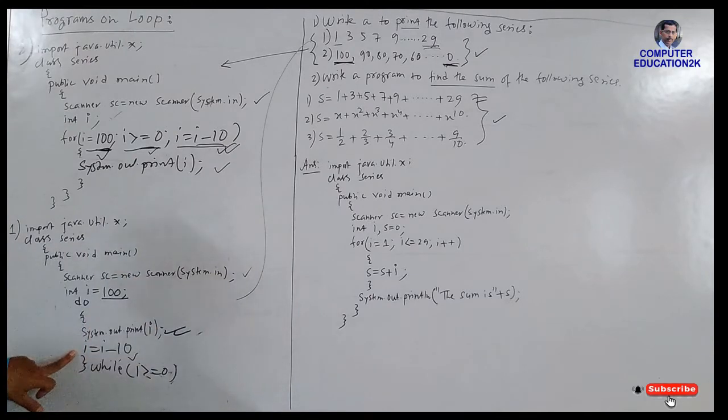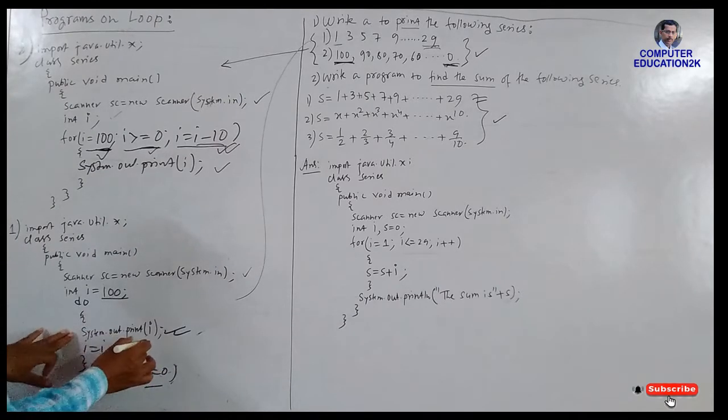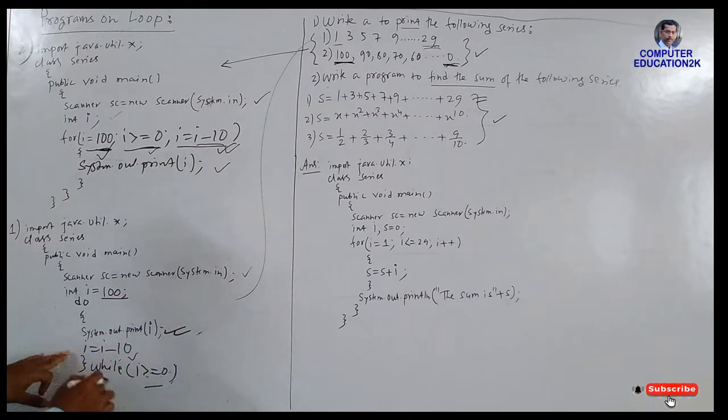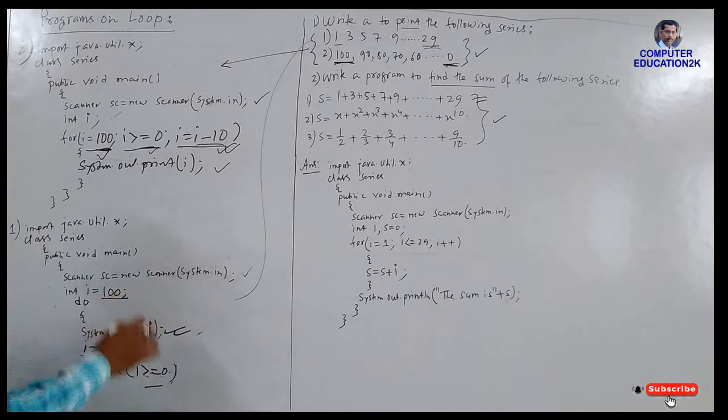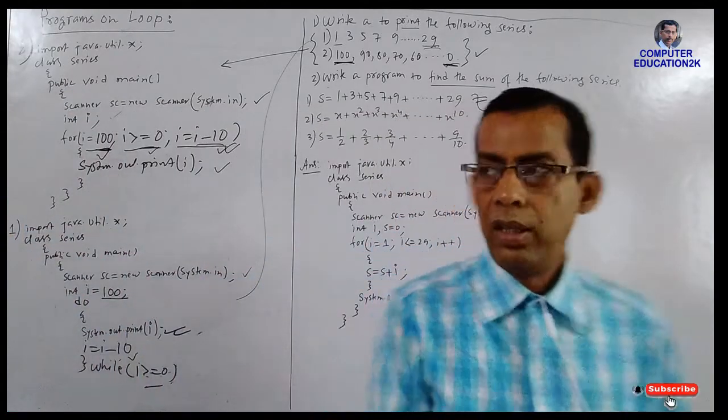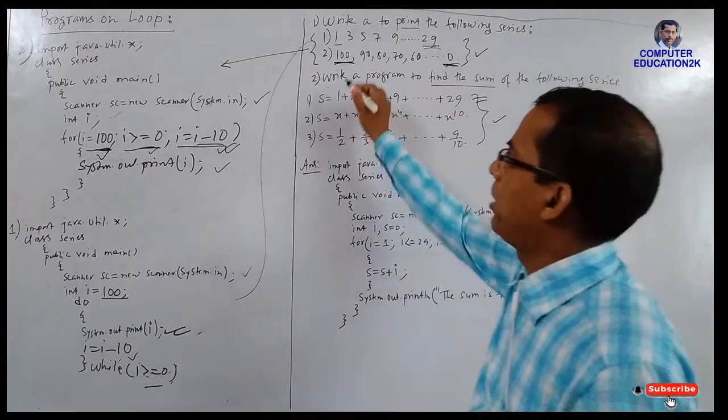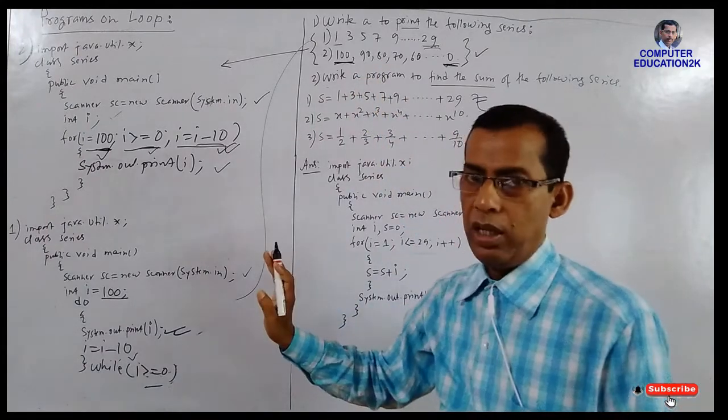So I will become 90. 90 greater than 0, yes, the condition is true. It will go back and print 90. Then I will become 80. 80 greater than 0, yes, again it will go back. Then it will print 80. Then I will become 70. This way, this do while will run. So we have done this program using do while.